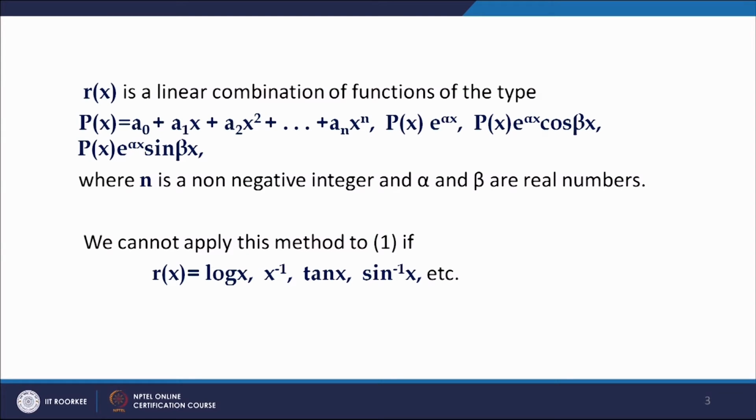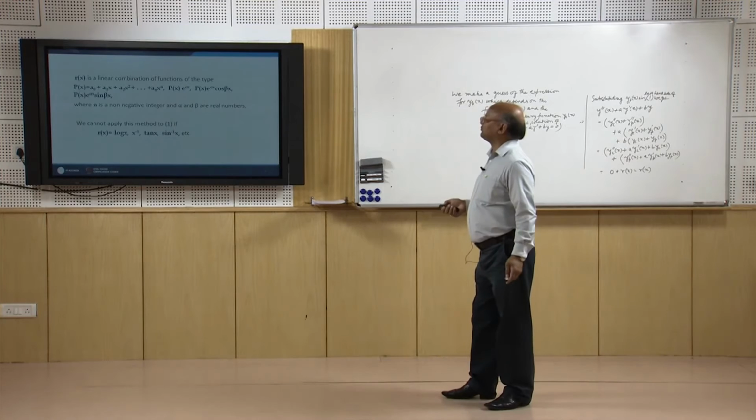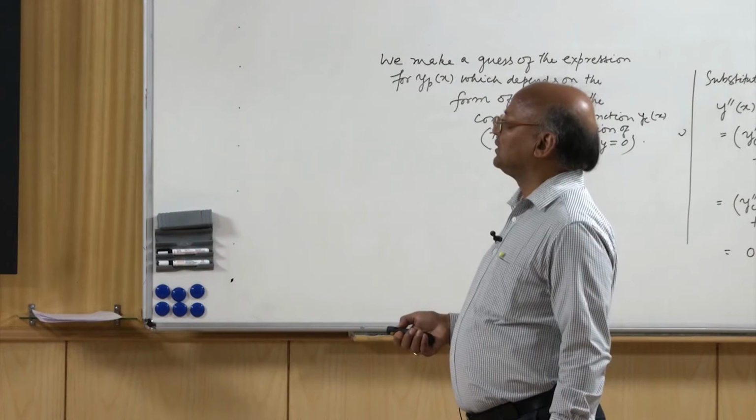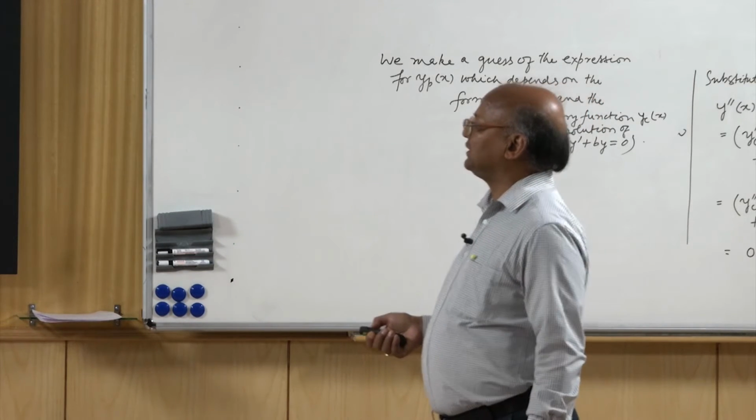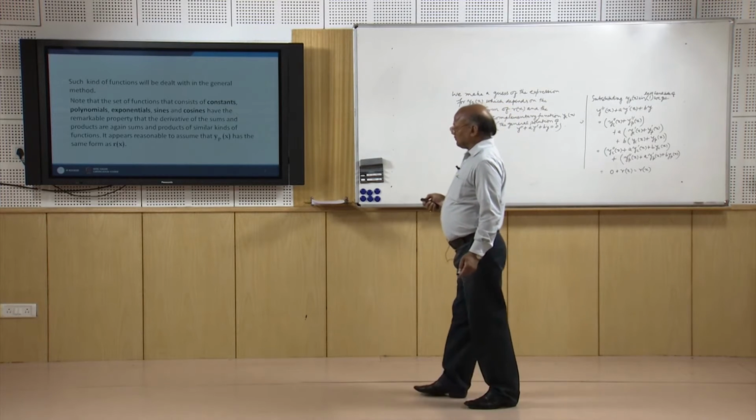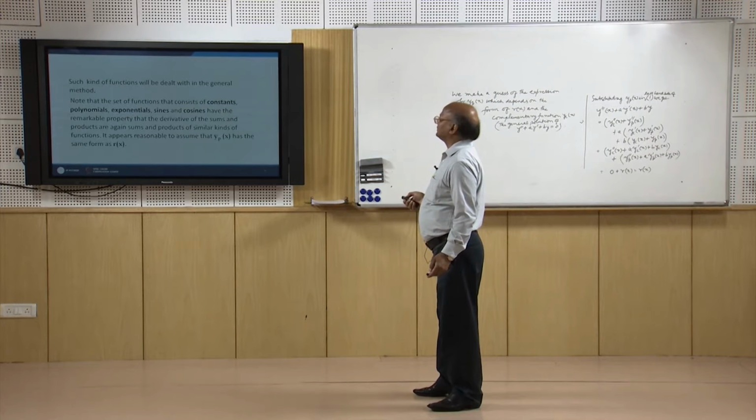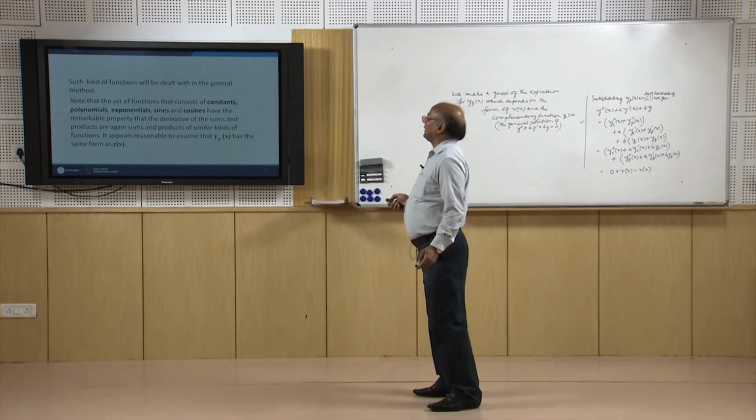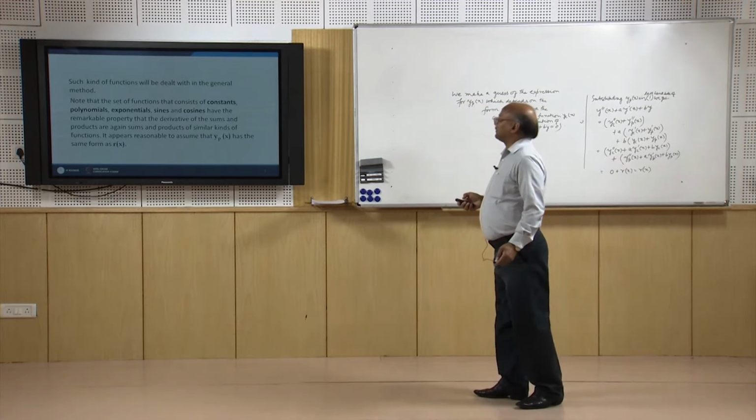Now if R(x) is of the type log x, or x to the power minus 1, or tan x, or sin inverse x, then this method cannot be applied. So for second order non-homogeneous linear differential equations where R(x) is of those types, log x, x to the power minus 1, tan x, sin inverse x, etc., we will apply the general method, which we shall discuss in the next lecture. In the general method we will be taking care of all the functions R(x) which cannot be handled by the method of undetermined coefficients.